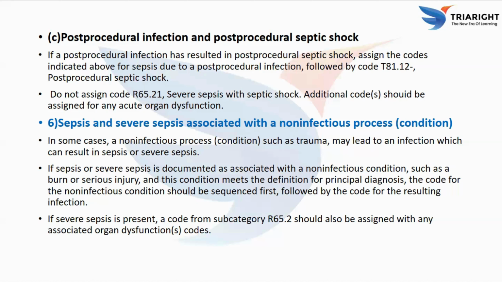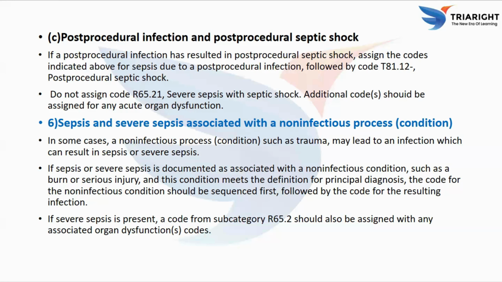So what is the coding rule? If the documentation clearly links them, you have to code the non-infectious condition first, for example, burn, T20 to T25, fracture, S52.X, or trauma, multiple injury codes. Then you have to code the infection, for example, cellulitis L03.X and pneumonia. Then you have to code the sepsis or severe sepsis, for example, A41.X for sepsis, R65.2 for severe sepsis plus organ dysfunction.